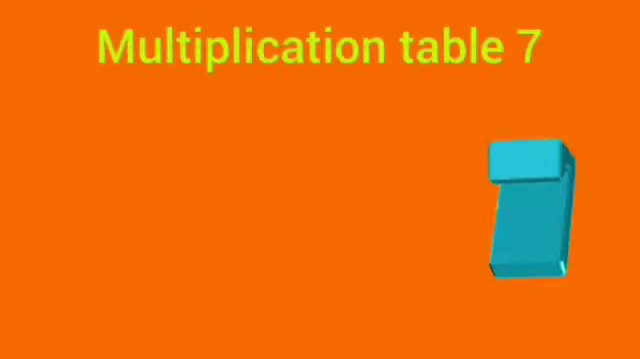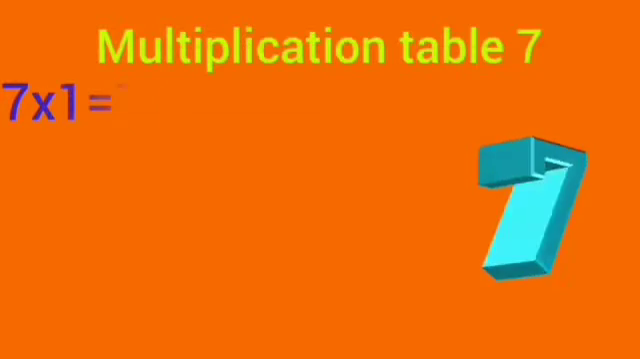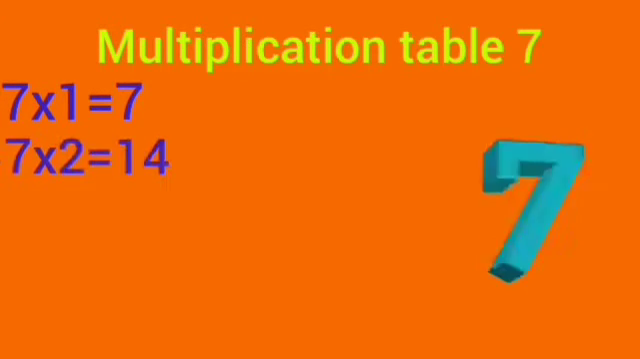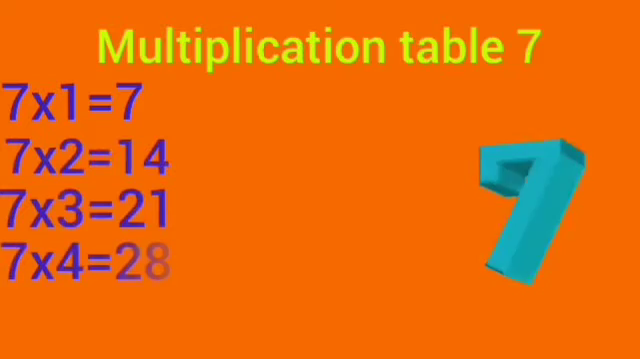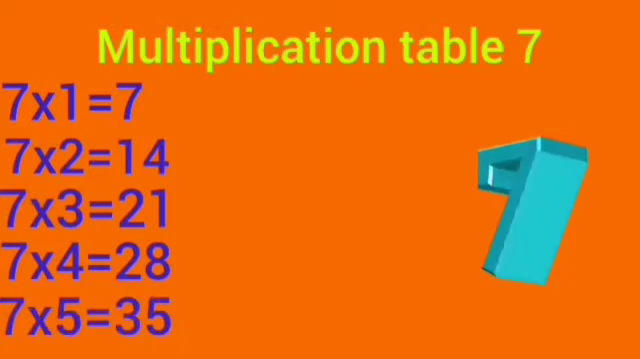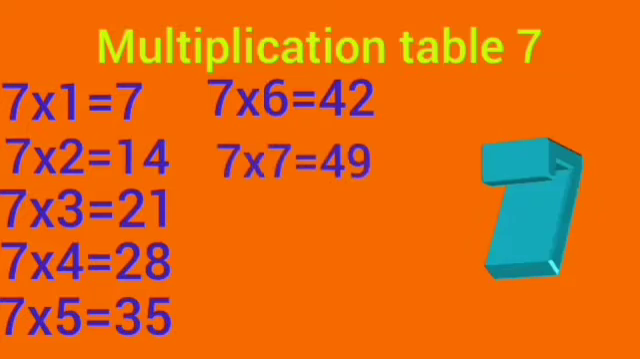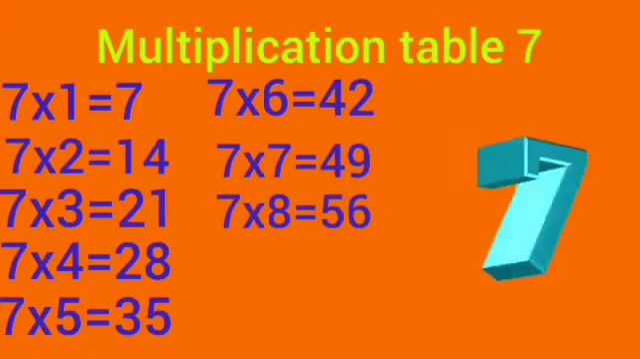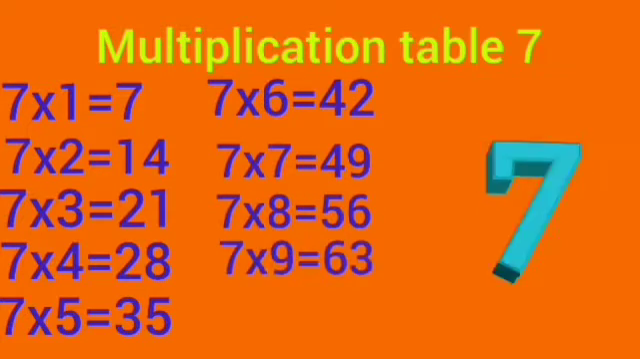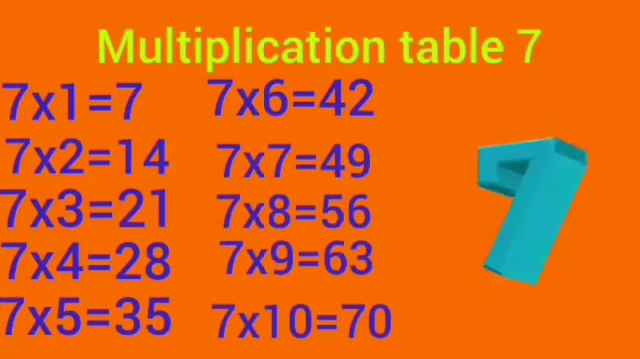Now we can learn 7th multiplication table. 7 ones are 7, 7 twos are 14, 7 threes are 21, 7 fours are 28, 7 fives are 35, 7 sixes are 42, 7 sevens are 49, 7 eights are 56, 7 nines are 63, 7 tens are 70.